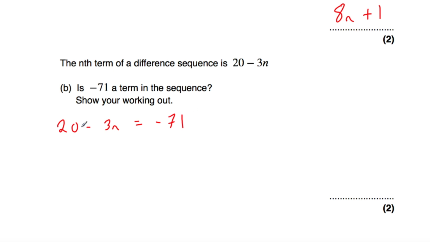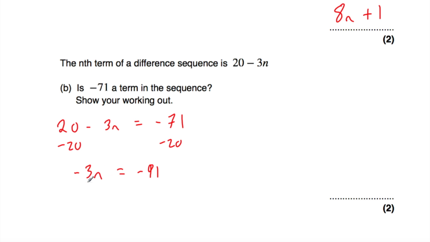So one approach is we want to get the n on its own. So let's get rid of this 20, because we don't want this 20 here. So let's take away 20 from the left-hand side and take away 20 from the right-hand side. On the left-hand side, we're taking away 20 to get rid of this 20, so we'll be left with minus 3n. And on the right-hand side of the equation, we had minus 71. We're taking away 20, so that'll be minus 91. So we've just taken away 20 from both sides of that equation.